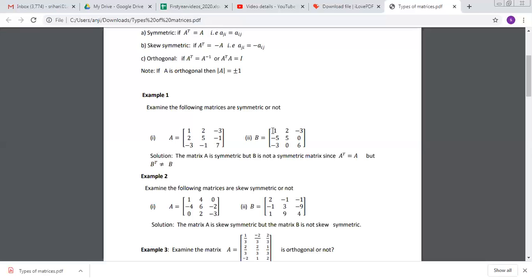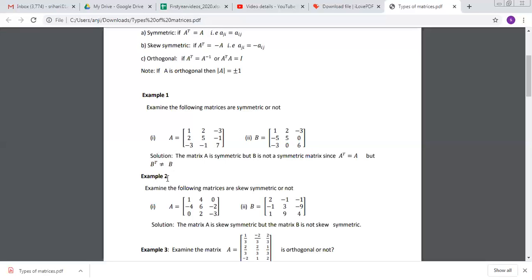But coming to matrix B, what is the first row? 1, 2, minus 3. What is the first column? 1, minus 5, minus 3. So therefore, this is not a symmetric matrix. In matrix A, first row is the first column, second row is the second column, third row is the third column, so it is symmetric. In matrix B, first row is 1, 2, minus 3, but first column is 1, minus 5, minus 3. So this is not symmetric.